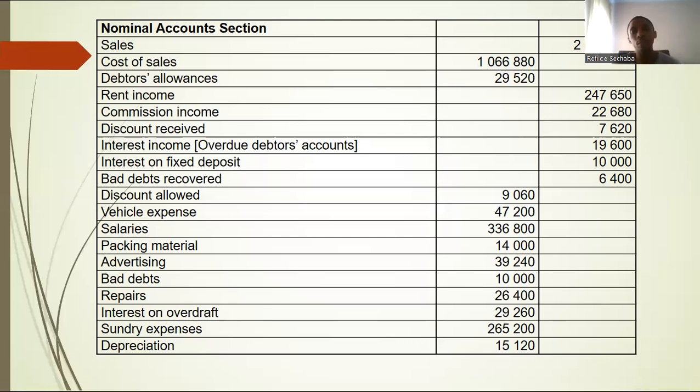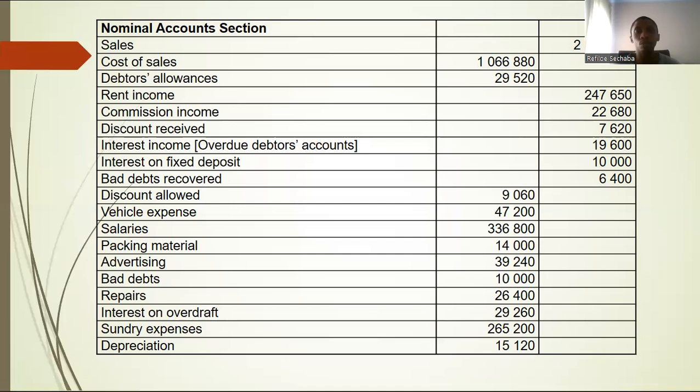Please note that everything that appears under nominal account section represents, if it's income, it has been received. If it's expenses, it has been paid. Okay, if it's income, it has been received. If it's expenses, it has been paid, unless we are told otherwise by the adjustment. So rent income we have received for the entire year is 247,650. We've got commission income of 22,680.